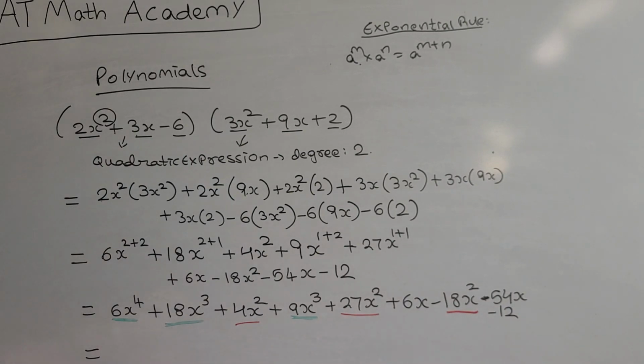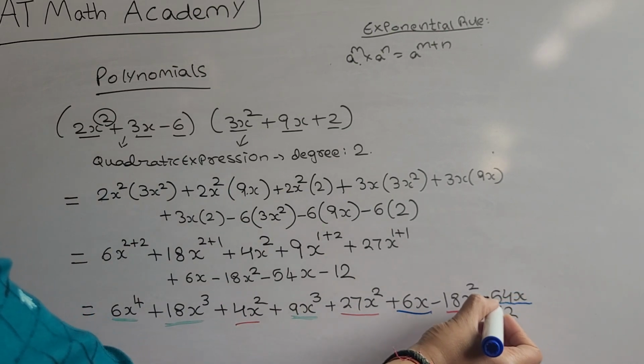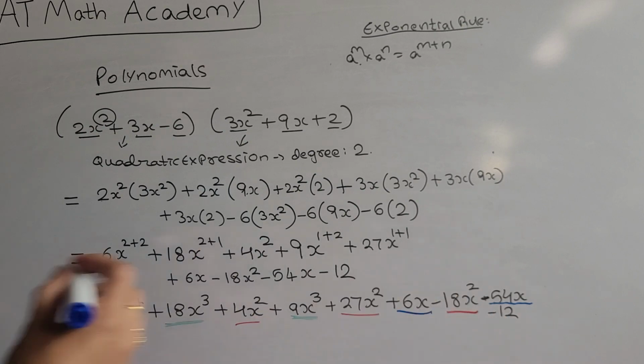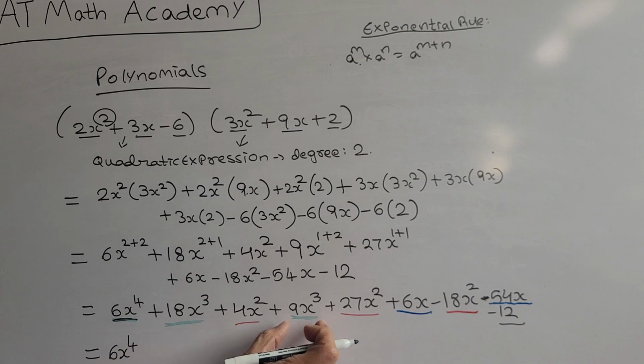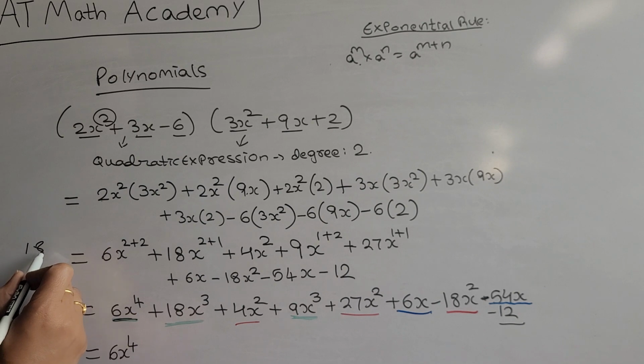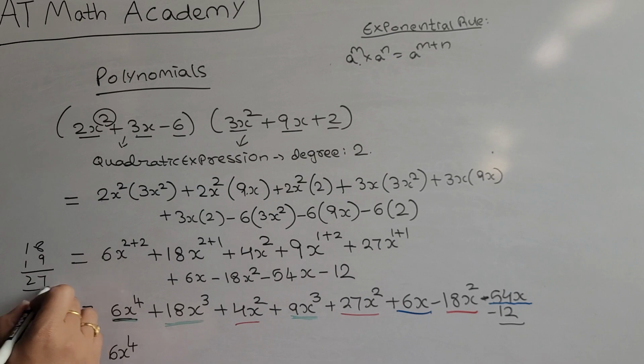And for x I have two values, 6x and 54x, and here 2 is the constant value, so I can underline it with black. So now I am regrouping this. For 6x power 4 I have only one value, which is 6x power 4, and for x cube I have plus 18 and plus 9, so it should be 18 plus 9, which is 27x cube.